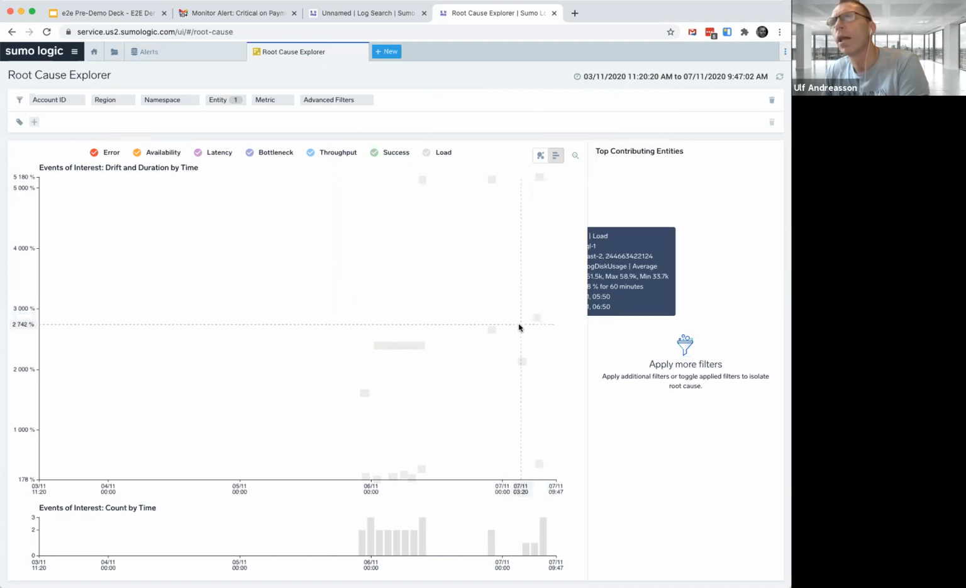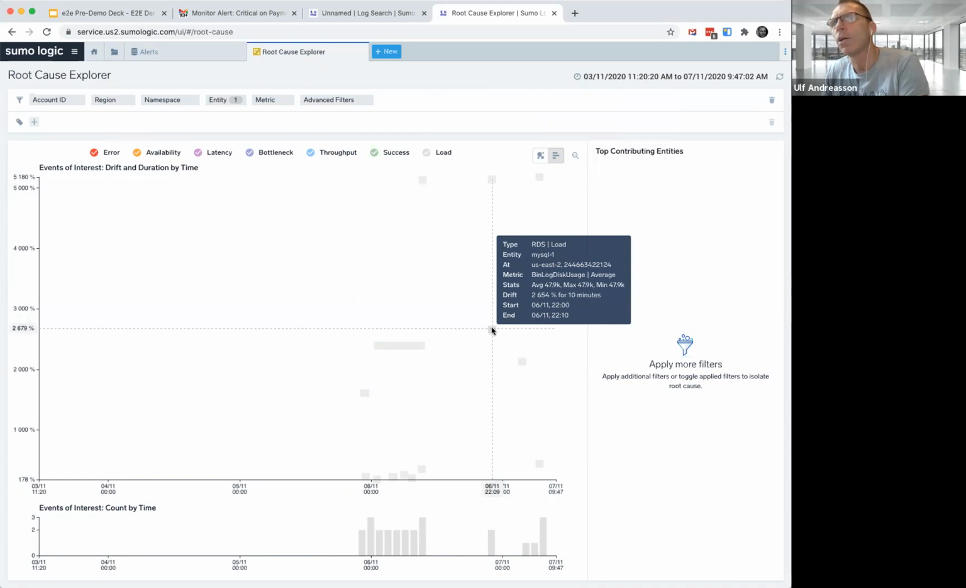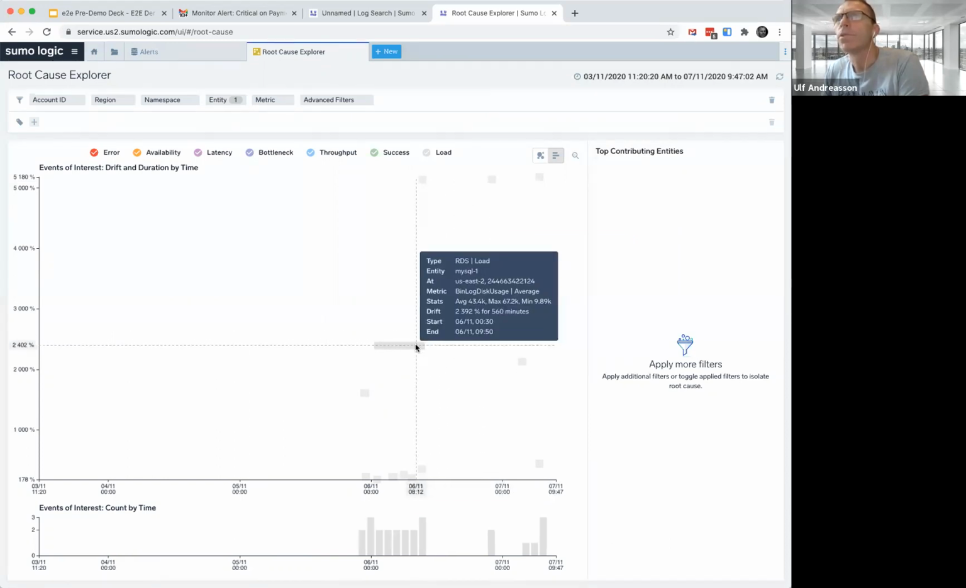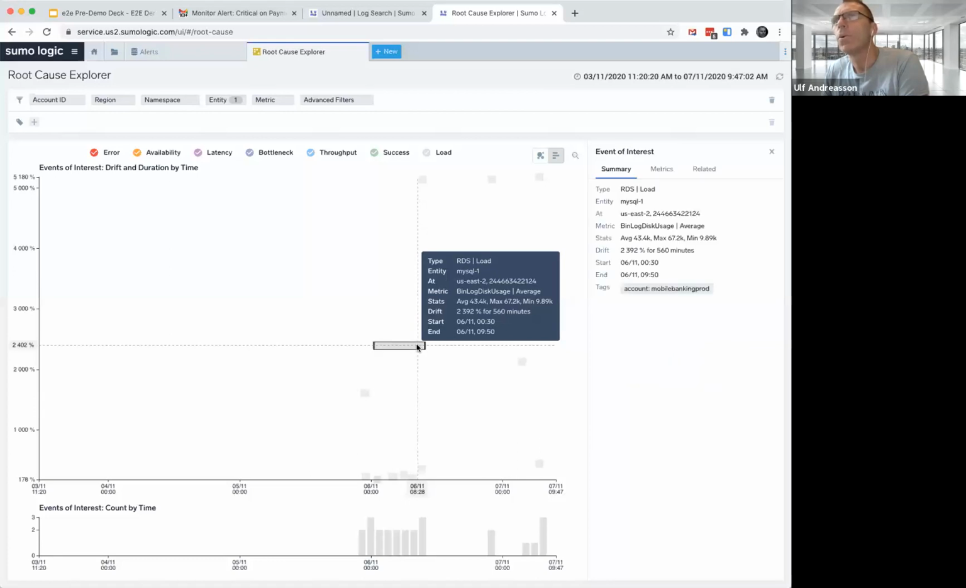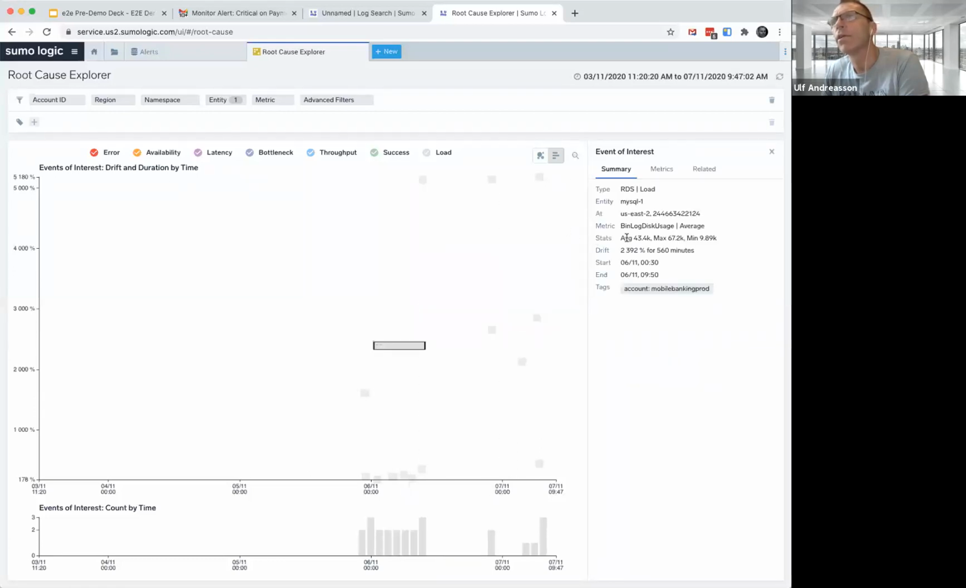And this is all related to the MySQL application, or database rather. So what I can do is click on these things, and again, I'll get more information here. I can see what region or account they are in, all the context that I had before. What I can also see is metrics for these things.